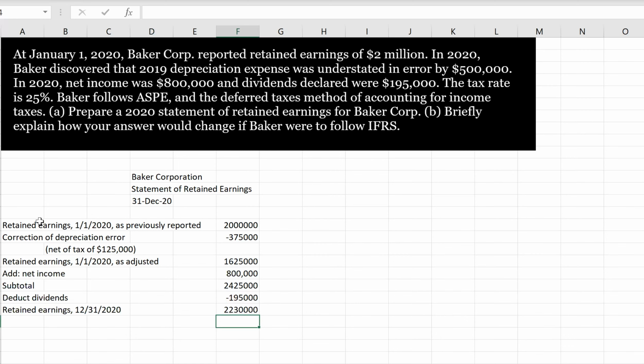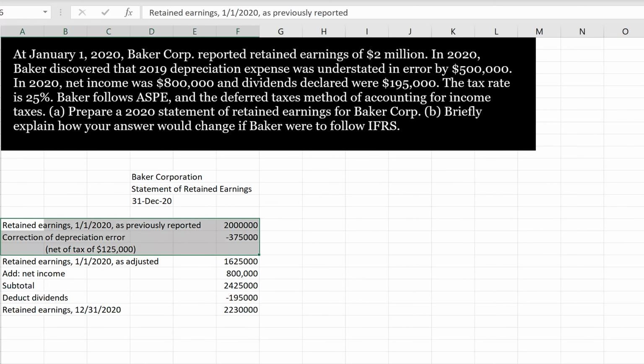So we can see here, the most important thing that we're focused on is this piece, which is this correction of the error. So we have included a line saying retained earnings previously reported. We've got the correction of our depreciation error, which is net of tax for retained earnings. And we disclose the amount of tax that we took off. So you can see the 375 plus the 125 takes us back to the $500,000 correction we were given in the question. And then we're simply continuing with our statement of retained earnings, which is adding net income and deducting dividends.